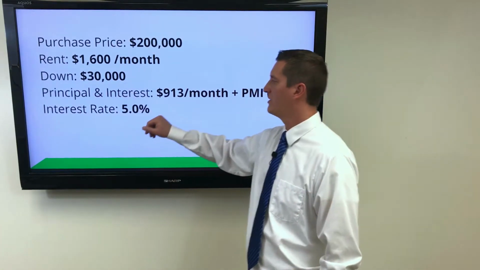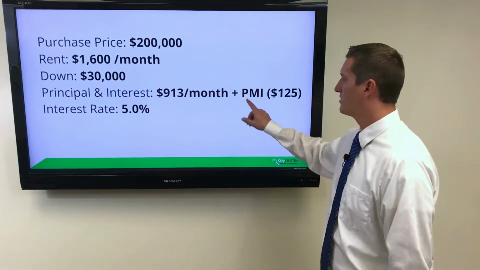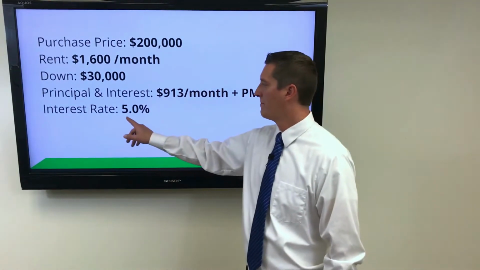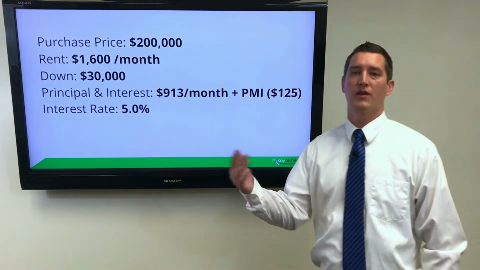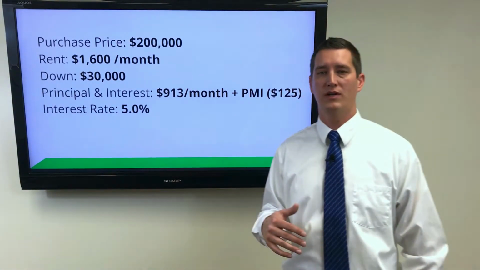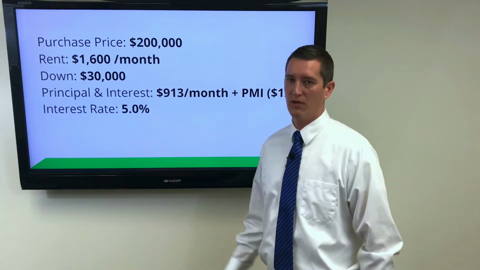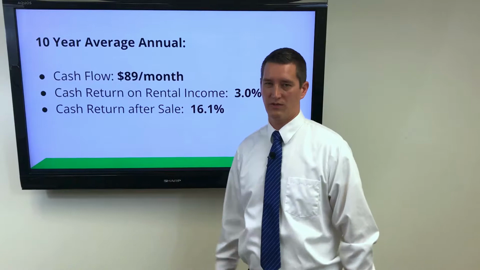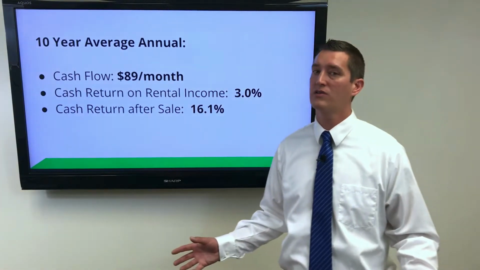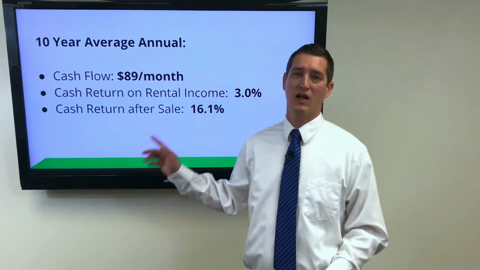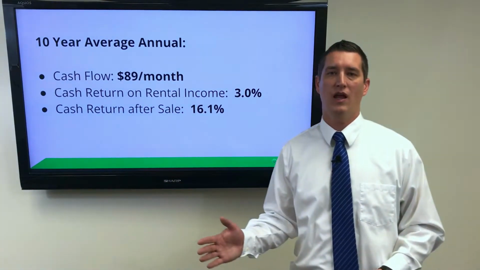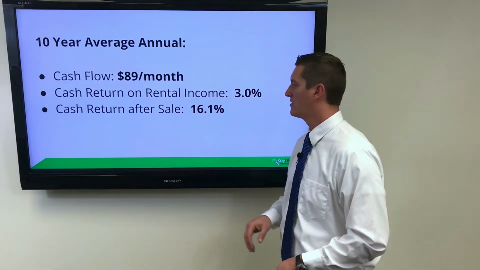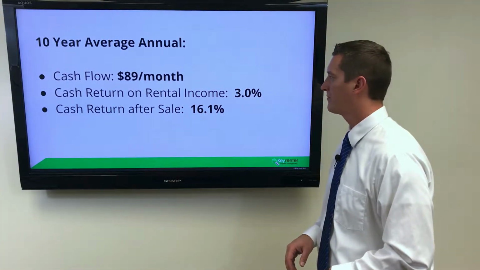Now, lastly, 15% down. We're putting $30,000 down, $913 principal and interest, but we've got PMI or mortgage insurance, $125 per month. The interest rate went up as well because we're under the 20% down ratio. We get a 5% rate, so that's going to eat into our cash flow. But as you can tell, $89 per month cash flow. Now this is actually averaged over 10 years, so in year 1 it's actually taking a loss, whereas in year 10 it's higher. Cash return on rental income 3%. Cash return after the sale 16.1%.